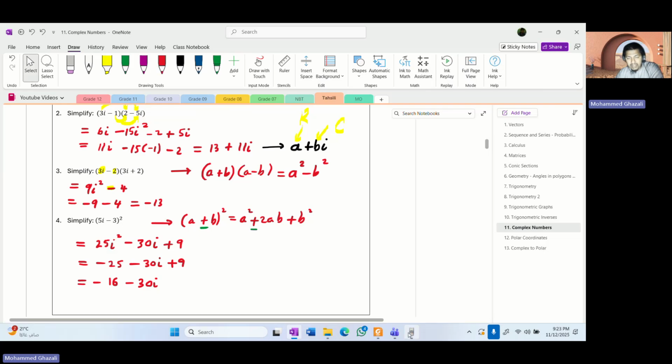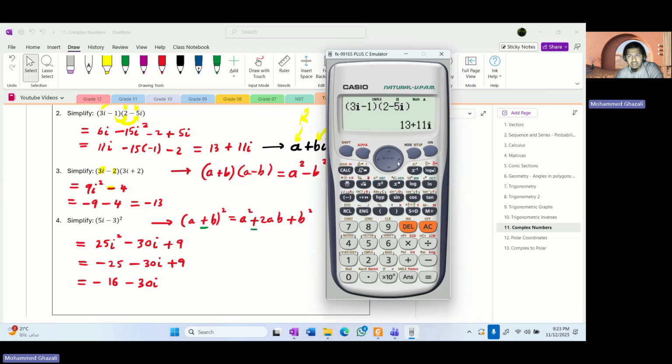So we go back to the calculator. So we had 3i minus 2 for the previous sum. And we got 3i plus 2.